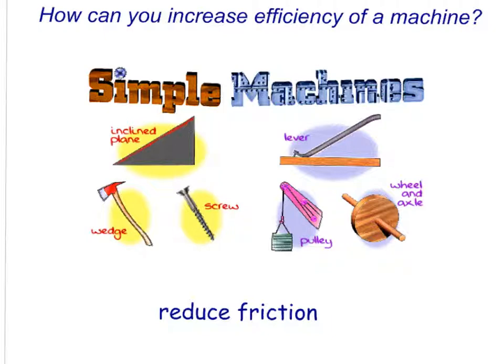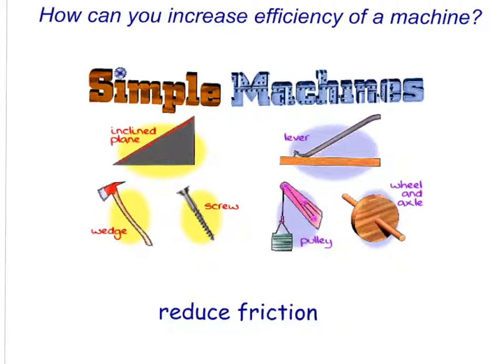Usually, the efficiency of machines is greatly reduced by the amount of friction that is going on. So reducing friction will usually help to increase efficiency. This is definitely a topic of great interest to engineers who are trying to build better machines.